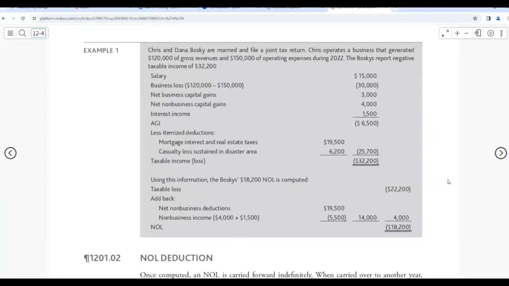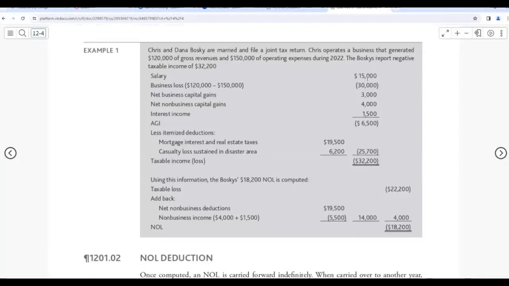Okay, are we ready? Here is the example. Chris and Donna are married and file a joint return. Chris operates a business that generates $120,000 of revenue and $150,000 of expense. That by itself means a $30,000 net loss from that business. They report negative taxable income of $32,200, and this is how you get that number.